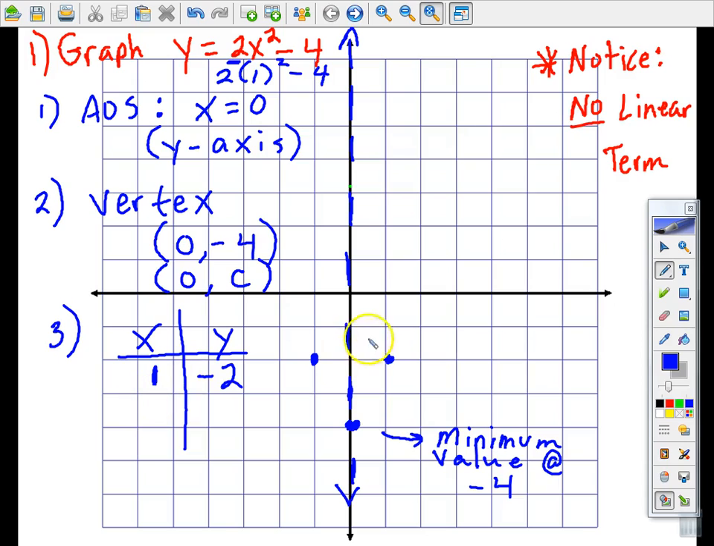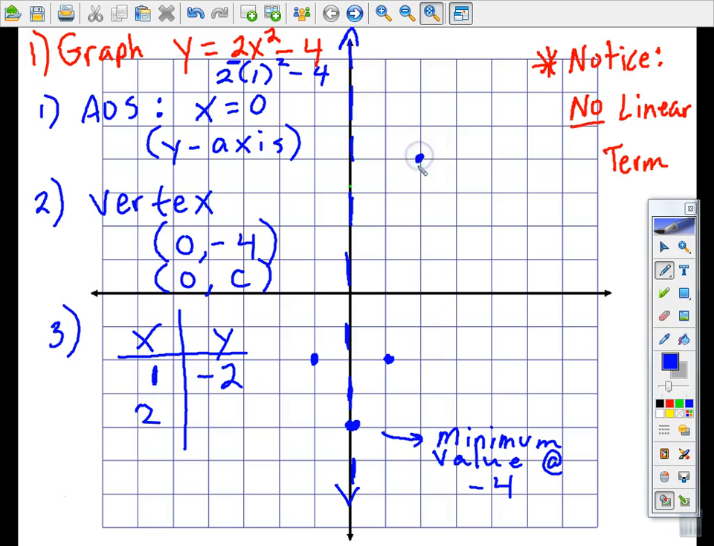All right, so let's just pick one more number, like x is 2. What is the output value for an input of 2? 4. All right, very good. So here's (2, 4).